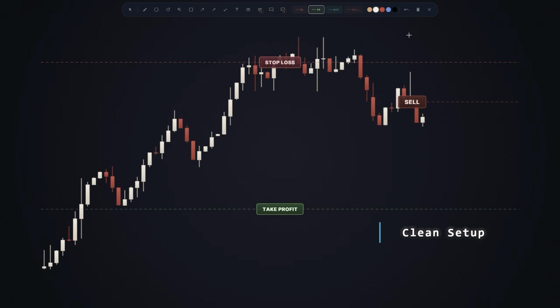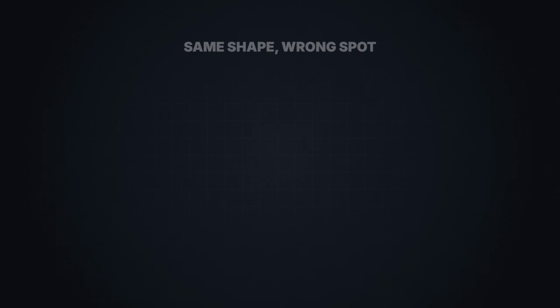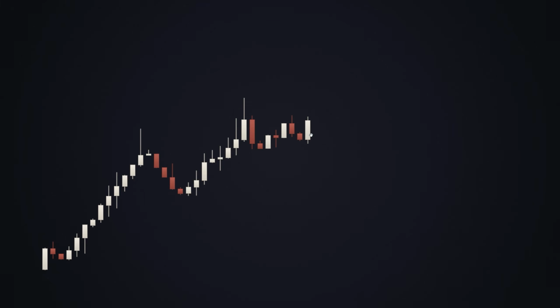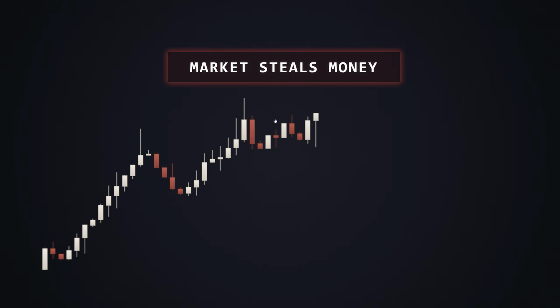This clean version is the setup every scalper wants. But the real danger comes when the market shows the same shape in the wrong location. I'll show you. This is what I call the chop break, and it is exactly how the market steals your money.